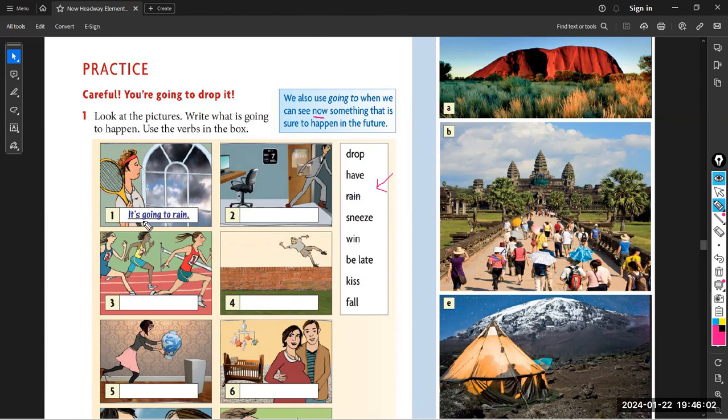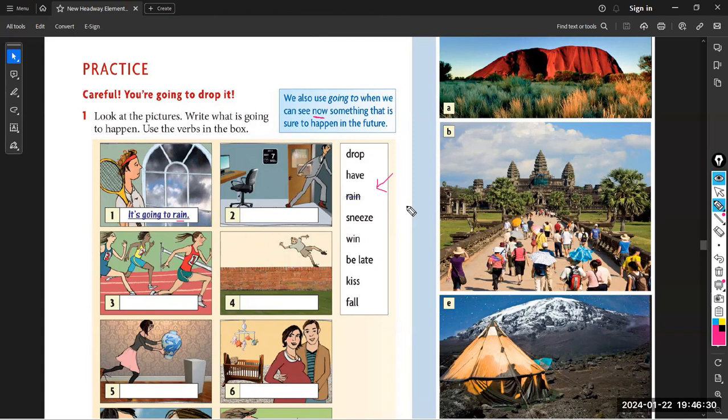Notice number one. Number one is saying it is going to rain. So this is it. We can notice that here the rain is crossed. I used it with going to. Now two. What do you think? I'm going to drop my job. I think I have another answer, which is: I'm going be late.